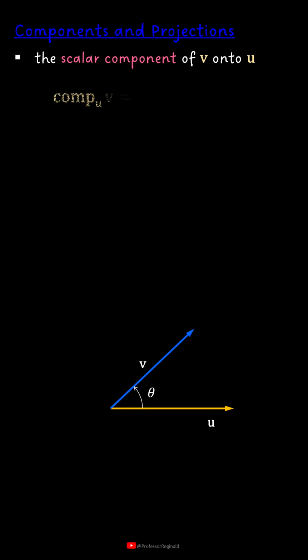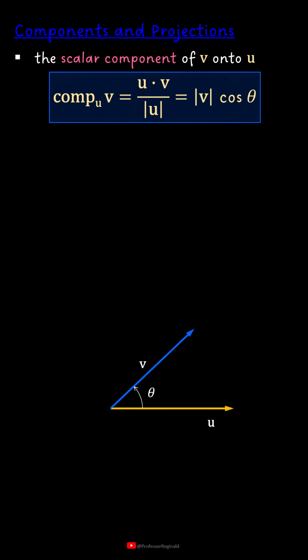the dot product of u and v divided by the norm of u, which is the norm of v times the cosine of theta. It is also referred to as a scalar projection or an orthogonal component. In the figure, the scalar component is the length of the orthogonal projection of v onto u.